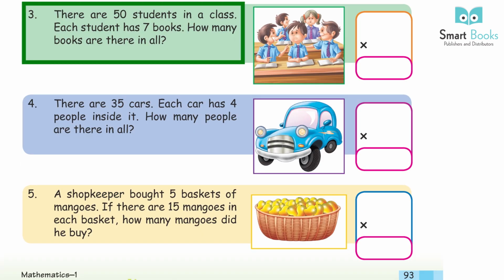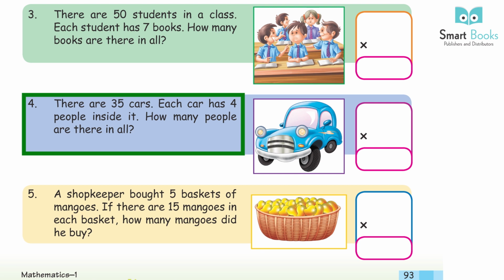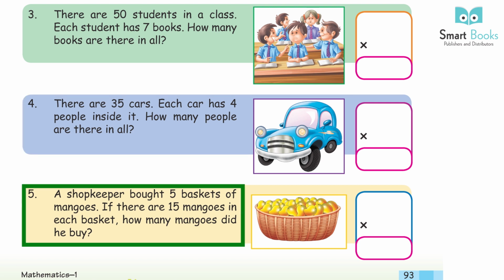3. There are 50 students in a class. Each student has 7 books. How many books are there in all? 4. There are 35 cars. Each car has 4 people inside it. How many people are there in all? 5. A shopkeeper bought 5 baskets of mangoes. If there are 15 mangoes in each basket, how many mangoes did he buy?